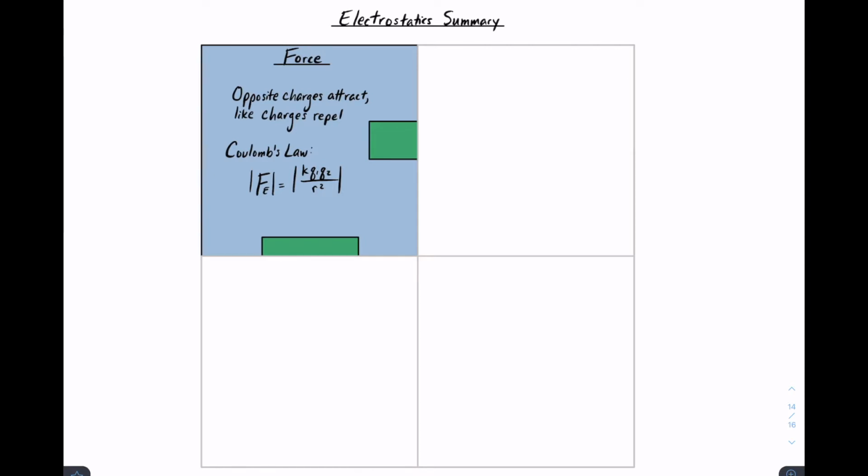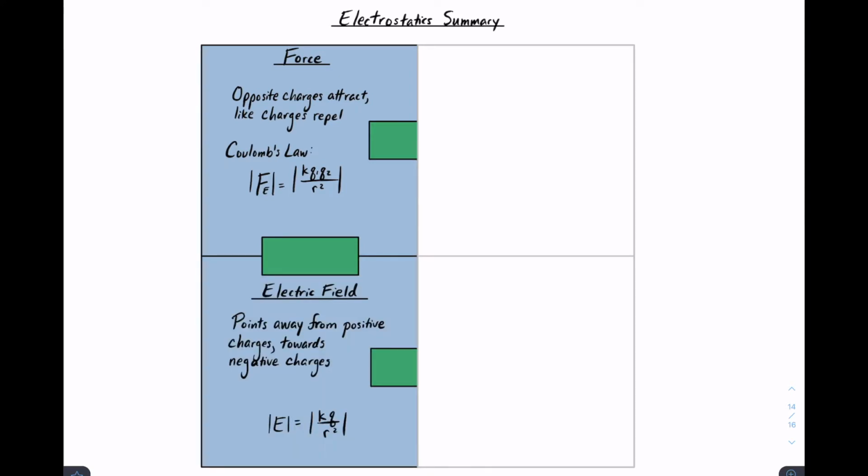The next question was, why are these charges attracting or repelling in the first place? To answer that question, we developed the notion of the electric field, where the electric field is something that points away from positive charges and towards negative charges, and it's something that a single charge does to the space around it. It sets up this thing called the electric field, and again, for point charges, it's equal to this equation here. The force and the electric field are related in that for a given electric field, if we place some charge Q in it, it will experience a force according to this relationship.